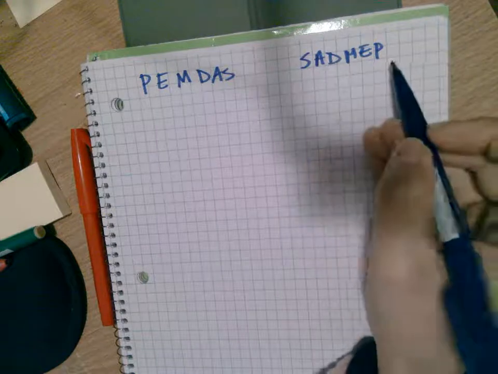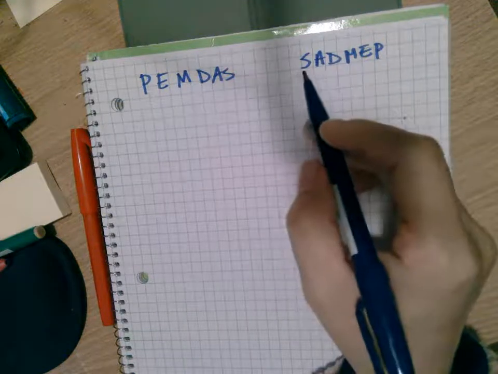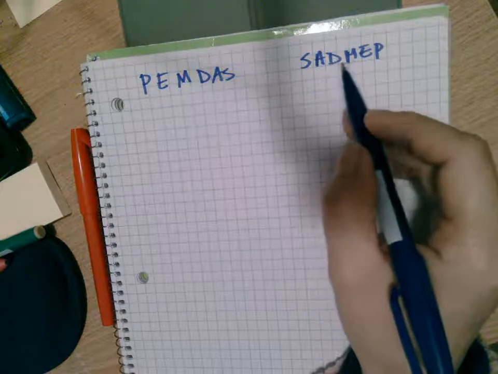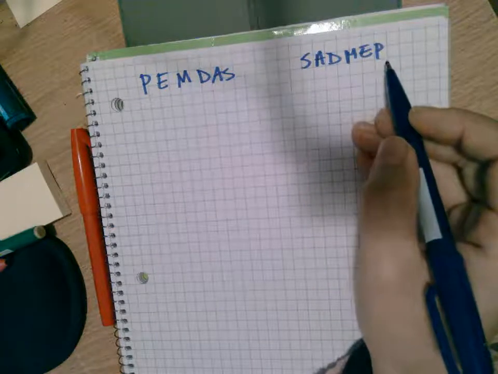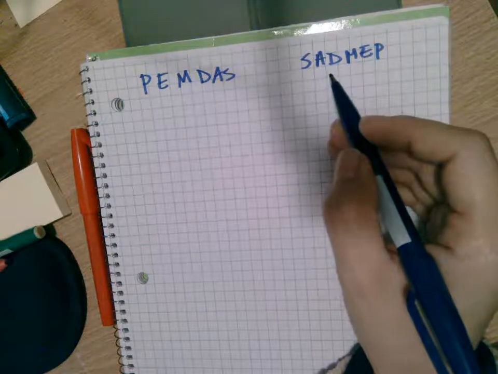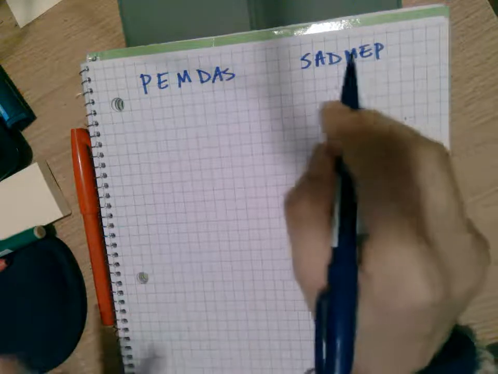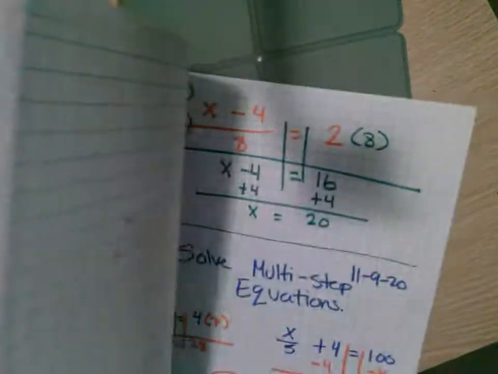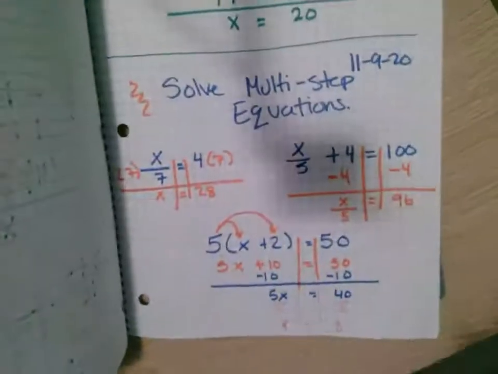So SADMAP, this is the order you solve equations. You do subtraction, addition first, then you do multiplication, division, and then you do exponents and parentheses. Some kids find that useful. I don't teach it right away because for some kids it's more confusing. So if this helps you, SADMAP, that's fine. Some of you are like, it's SADMAP. And I'm like, that's true.